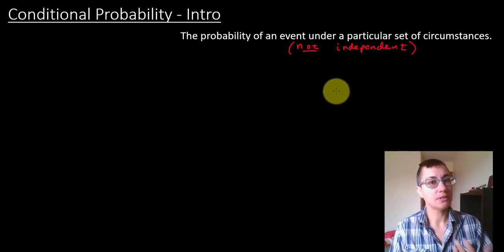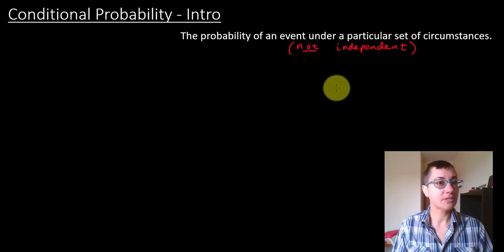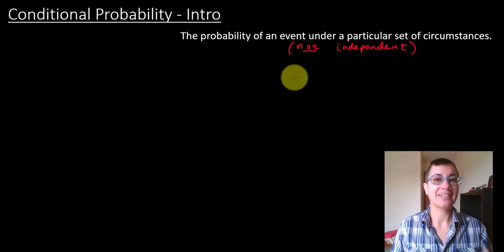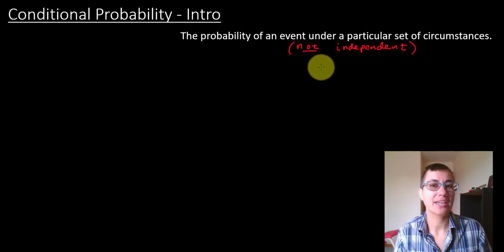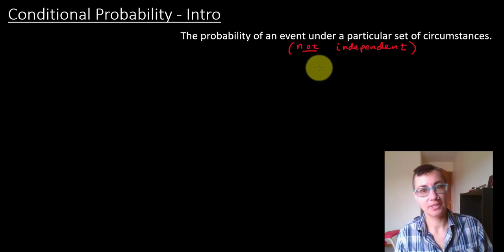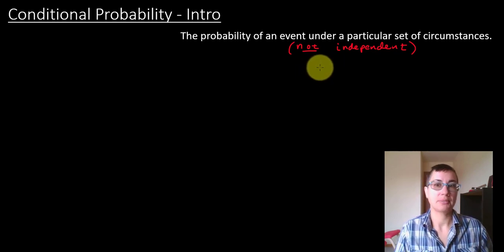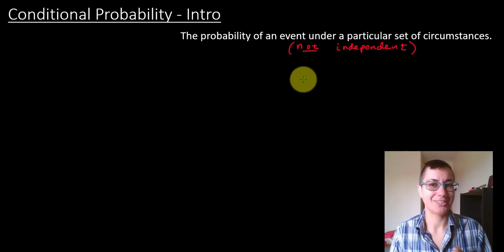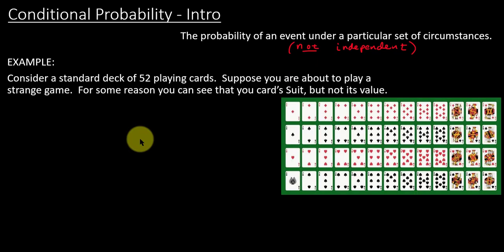So this is going to be the first video in a few videos about this. Here I want to introduce the concept in a hopefully intuitive way with some examples that are pretty straightforward. In the next videos, we'll do some more rigorous calculations. Let's consider an example here with the standard deck of 52 playing cards. And let's suppose that you're about to play a strange little game.